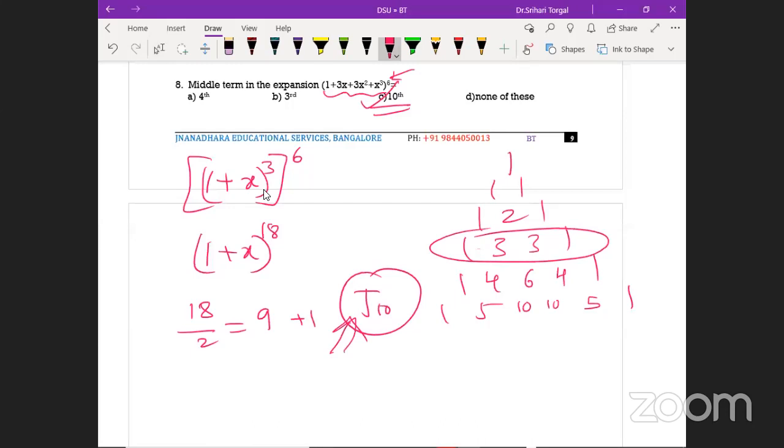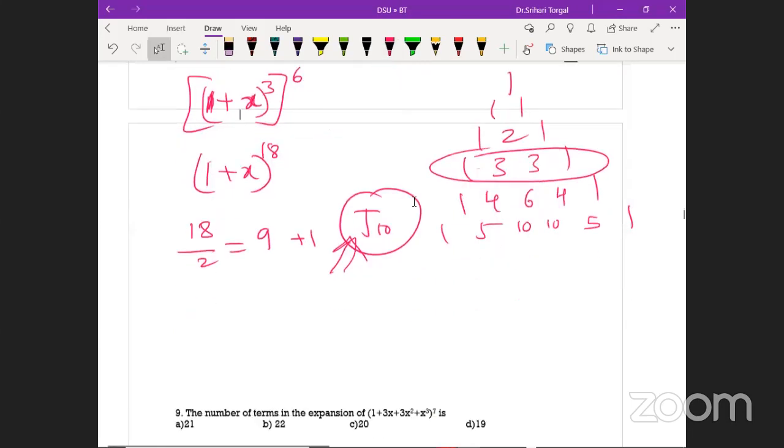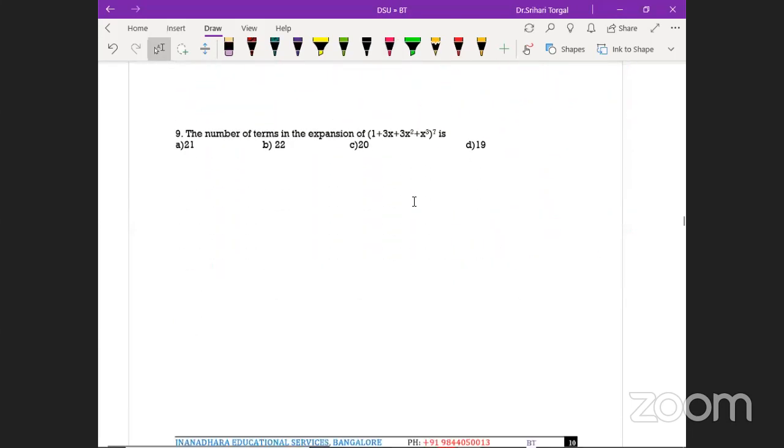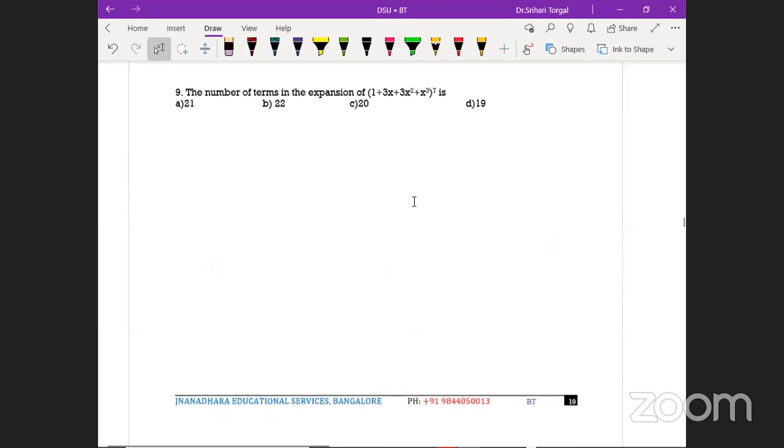1, 3, 3, 1 is there. What is the 1 cube? I can write it as 1. And x cube, I can write it as x whole cube, whole power 6. And 6 3s are 18. 1 plus x whole power 18. You have to divide that by 2. 18 by 2. Okay. 9 plus 1, that is the 10th term is the middle term. Yes. Let's move on to the next problem.